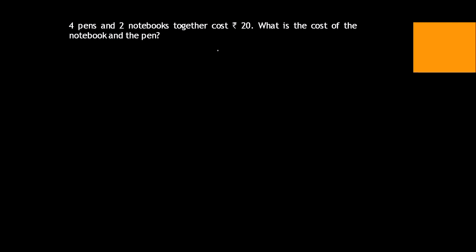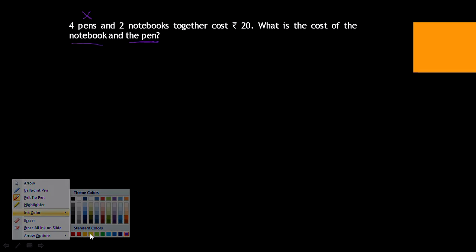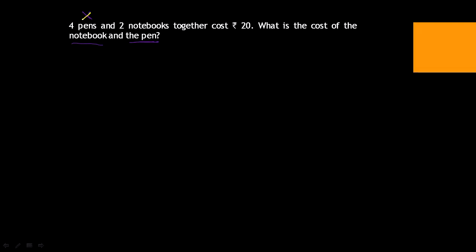Let us have a look at this problem first. 4 pens and 2 notebooks together cost rupees 20. What is the cost of the notebook and the pen? Now again, the cost of the pen and the notebook is unknown. It may vary, it can be anything, so we need to assign them variables. Let us say the cost of a pen is x. Let me choose a lighter color, let's say yellow.